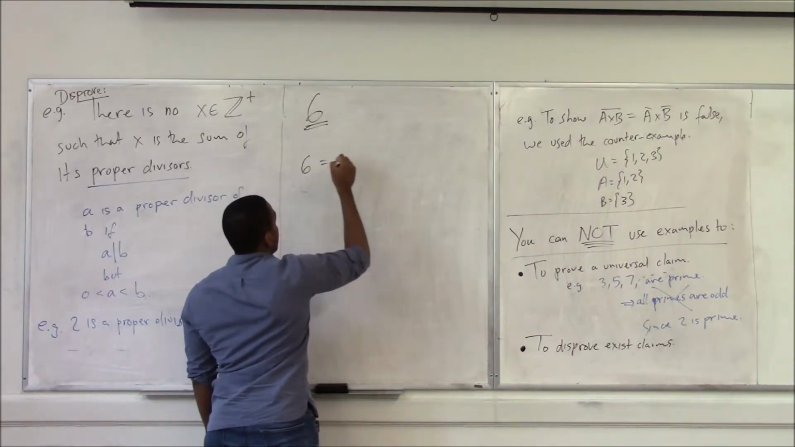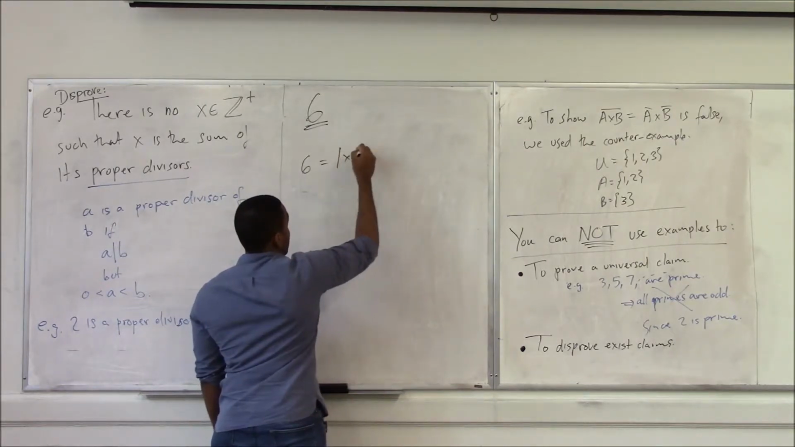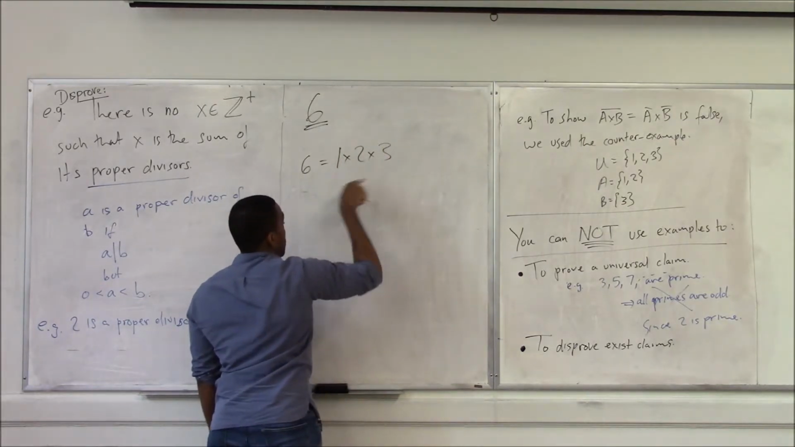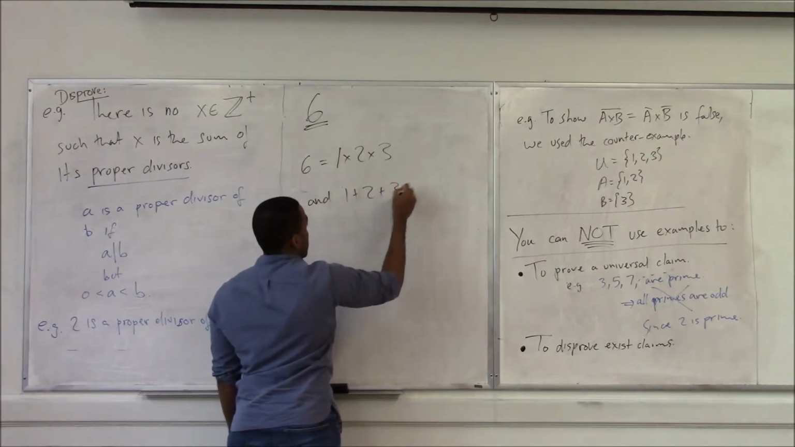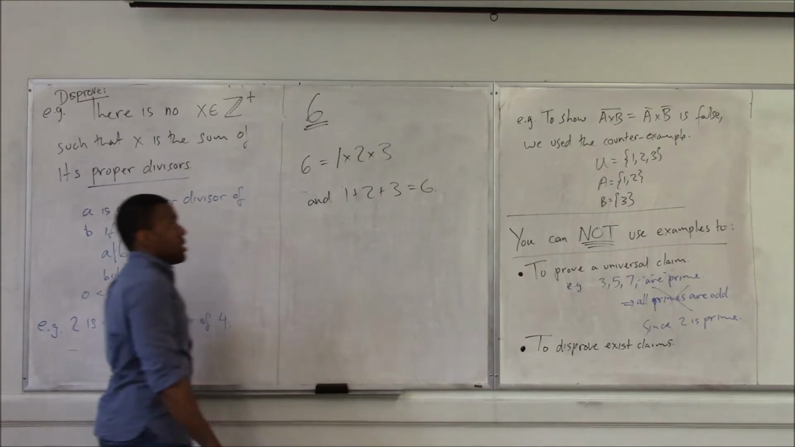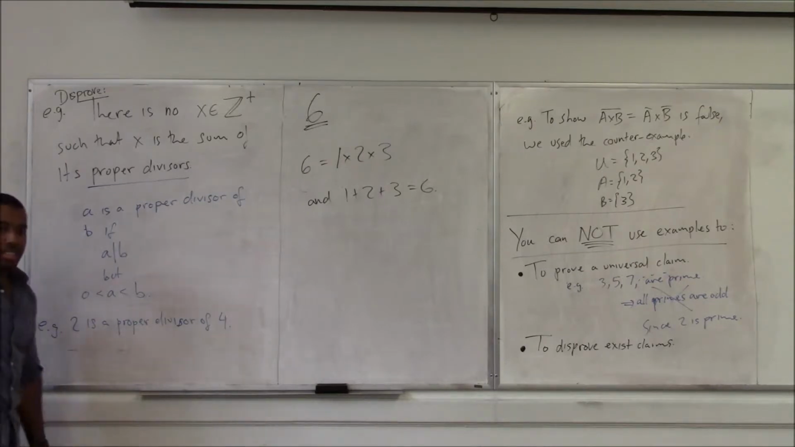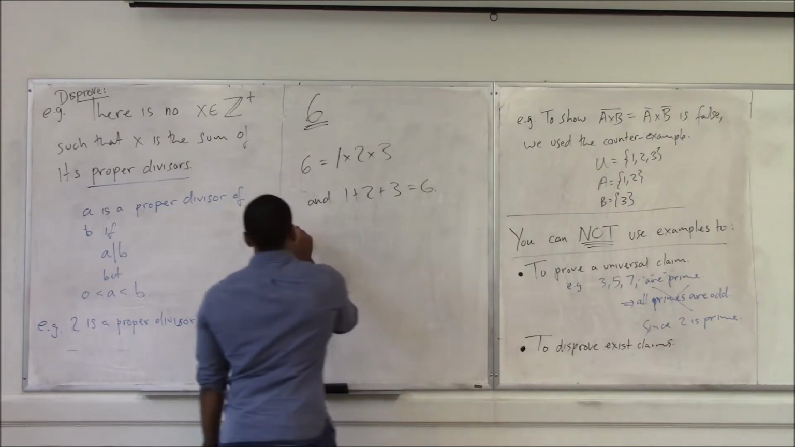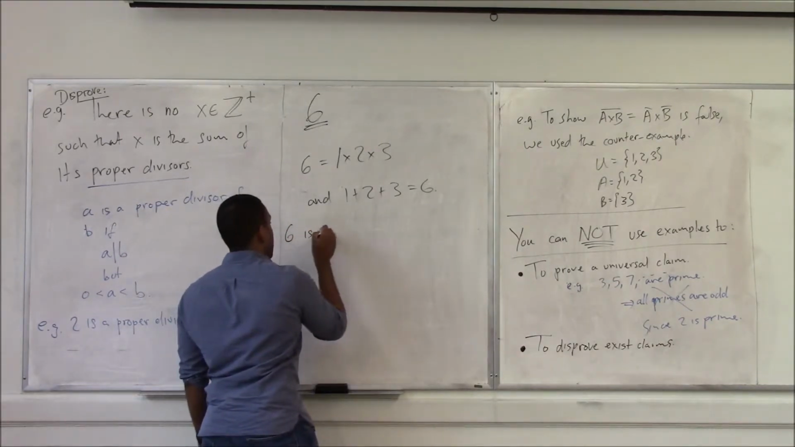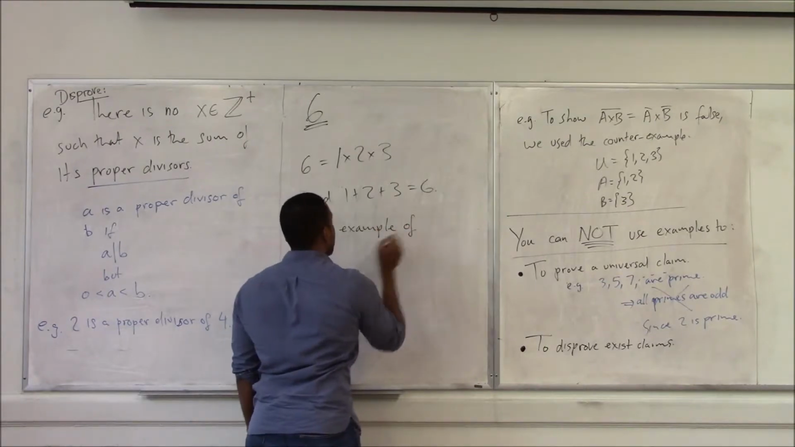6 is equal to 1 times 2 times 3. These are all proper divisors, and 1 plus 2 plus 3 equals 6. Right? Take all the positive integers that are less than 6 that divide into 6, and if you add them, you get 6. And as you said, 28 is another one. 6 is an example of what are they called? Perfect numbers.